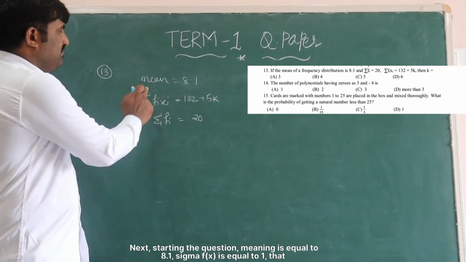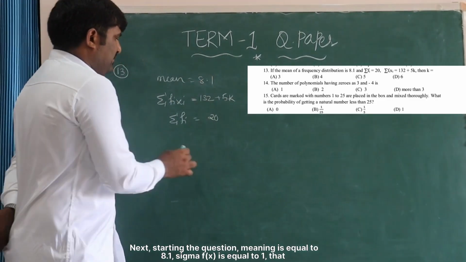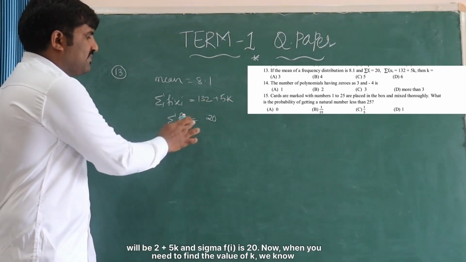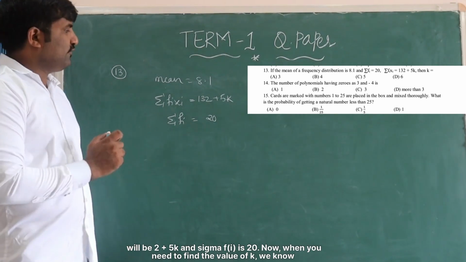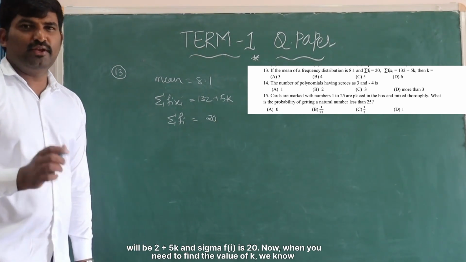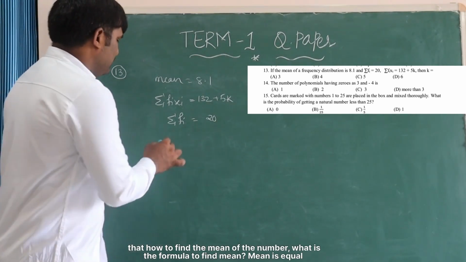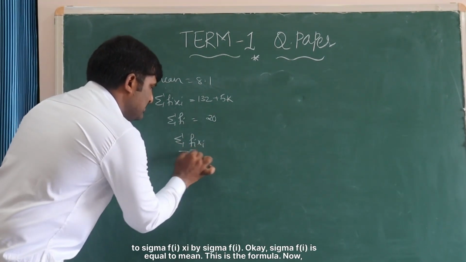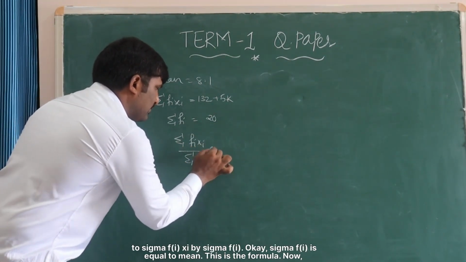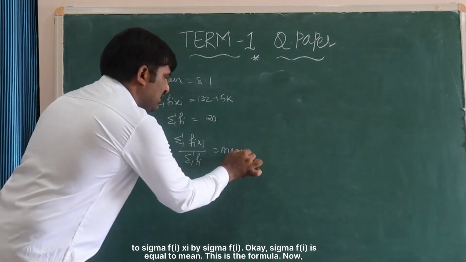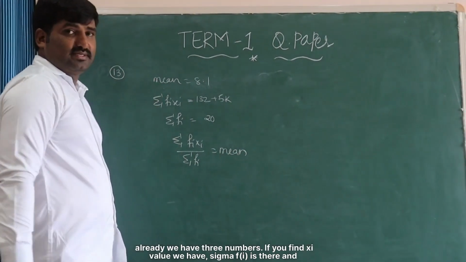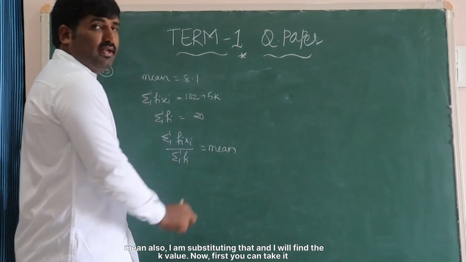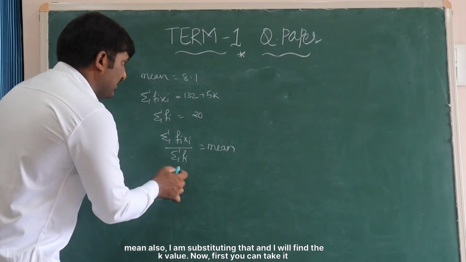Next, 13th question. Mean is equal to 8.1, sigma fi xi is equal to 132 plus 5k, and sigma fi is 20. Now we need to find the value of k. We know how to find the mean of the numbers. What is the formula to find the mean? Mean is equal to sigma fi xi by sigma fi. This is the formula. Now we already have three values: sigma fi xi, sigma fi, and the mean. I am substituting them and I will find the k value.